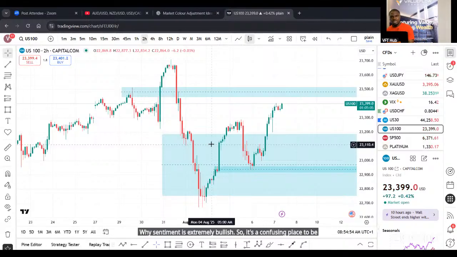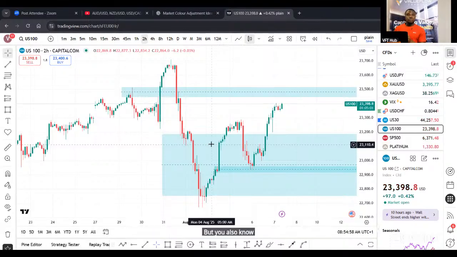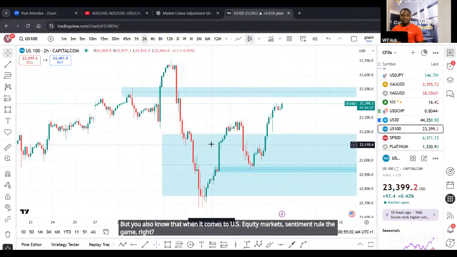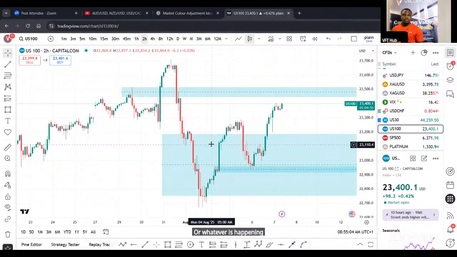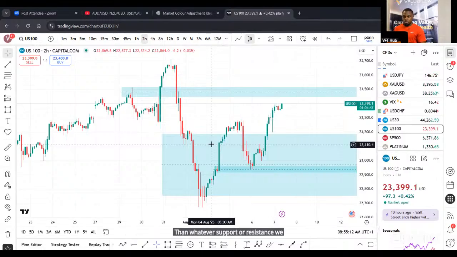Should you follow technical analysis or even sentiment? But you also know that when it comes to US equity markets, sentiment rules the game, right? Or whatever is happening in terms of White House and Donald Trump speaking affects this market more than whatever support or resistance we want to use as a basis to enter the market, right?